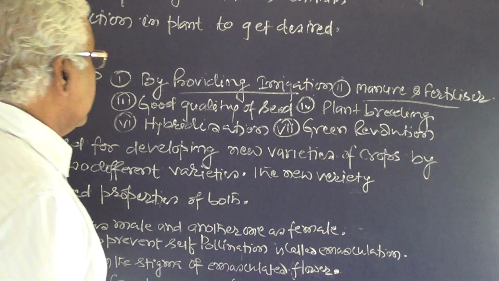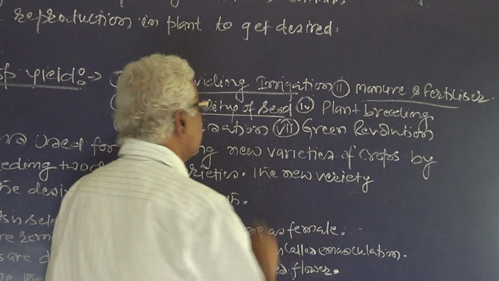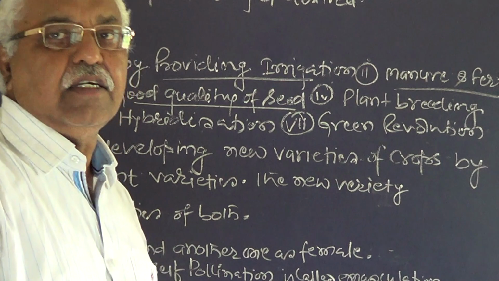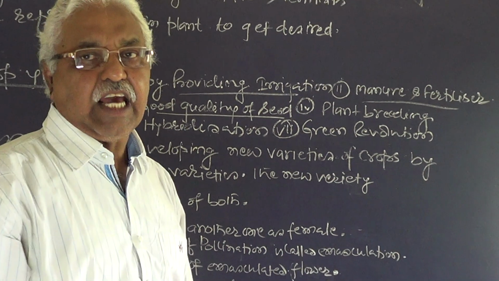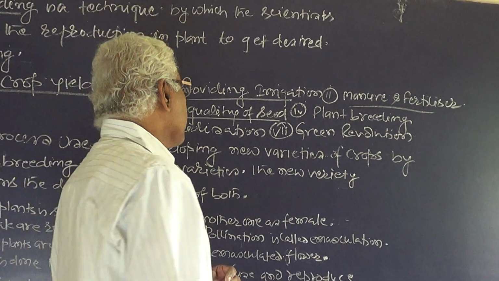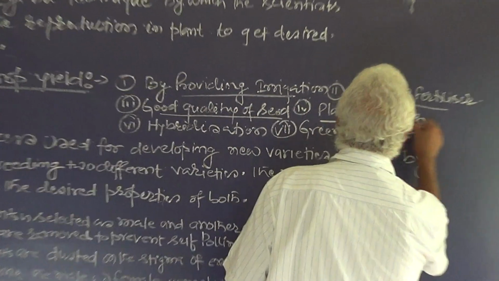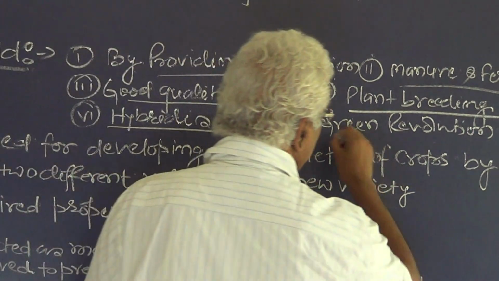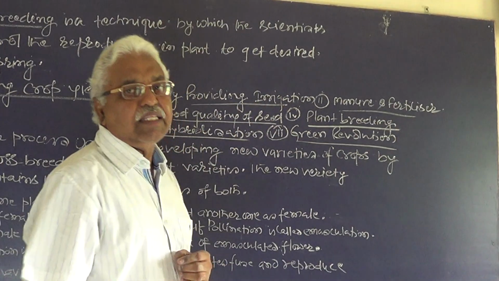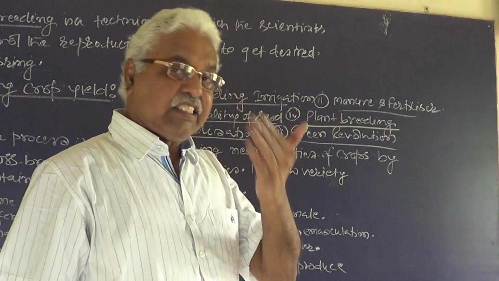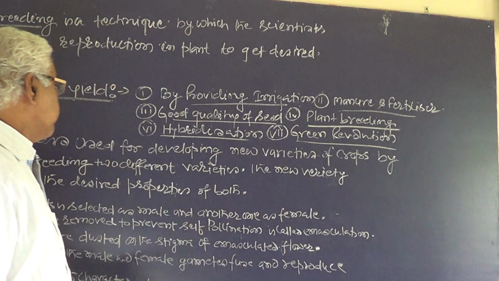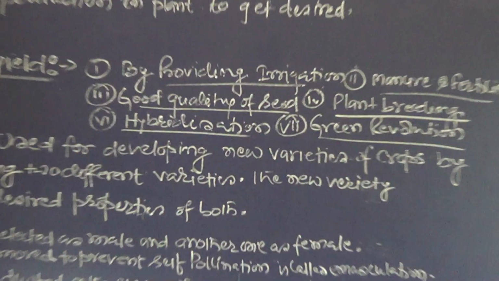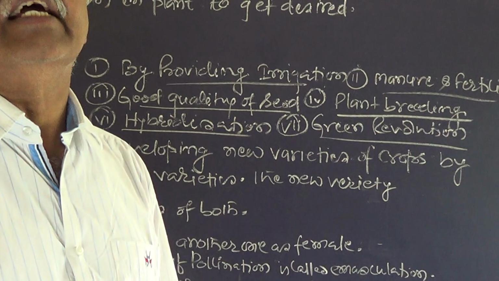Third is good quality of seed. The seed research projects on the seeds, so different good quality seeds can be provided to the farmers. Plant breeding, hybridization, these are the processes, and yield evolution. These all things are being done to achieve the 1, 2, 3, 4, 5, 6, 7. These all things we do, and we are proceeding for that to increase the yield.